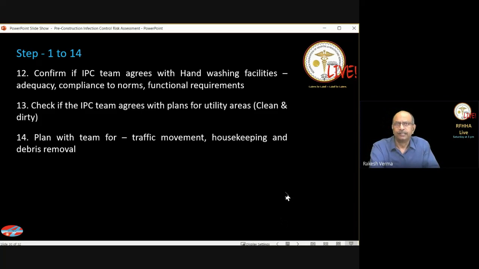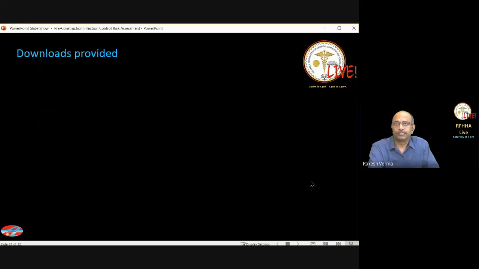And lastly, you must have a plan, and this will be done by the team, as to what will be the traffic movement. So, movement of patients, movement of material, the construction material, movement of construction workers, how the housekeeping will take place, and how the debris will be removed, at what frequency. If it is going to interfere with your day-to-day hospital work, then you have to have this debris removed very frequently so that it doesn't accumulate. So these are the 14 steps.